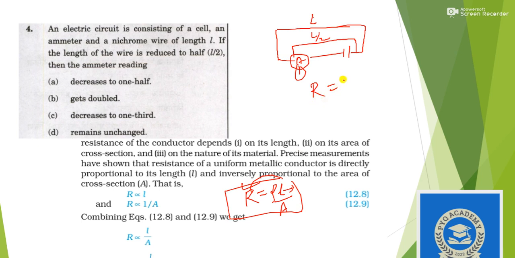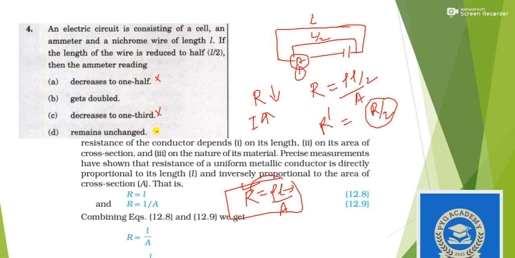So if we put L by 2 in place of L, R dash will be R by 2, and if resistance decreases then current will increase. So the ammeter reading will not decrease to 1/2, it will increase. It gets doubled. So our answer is option B.